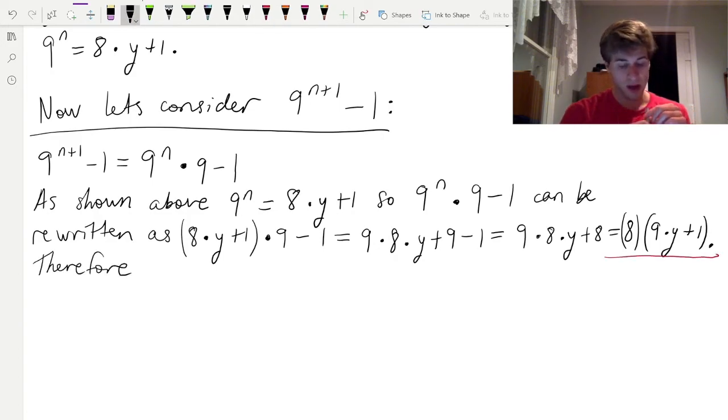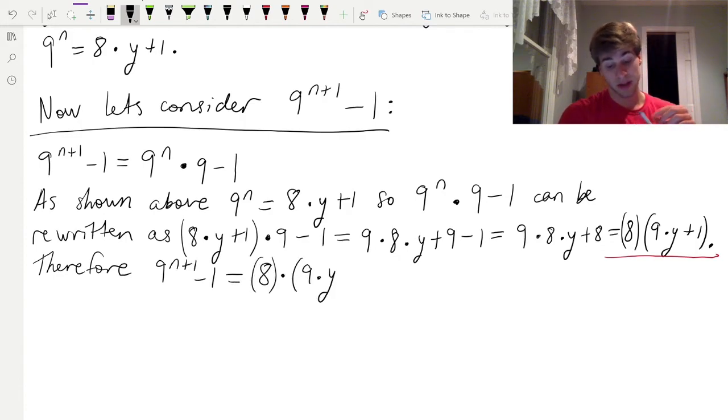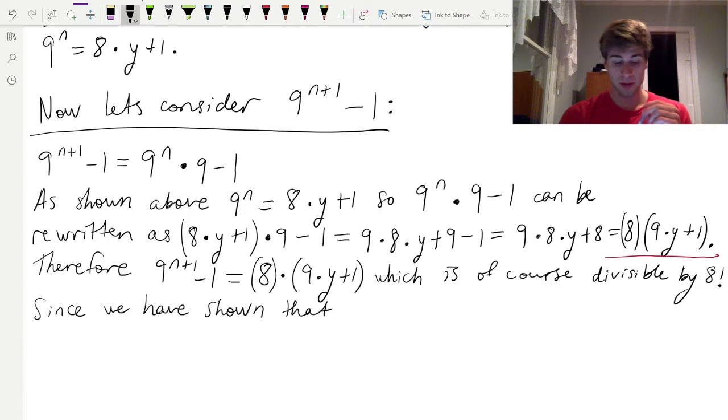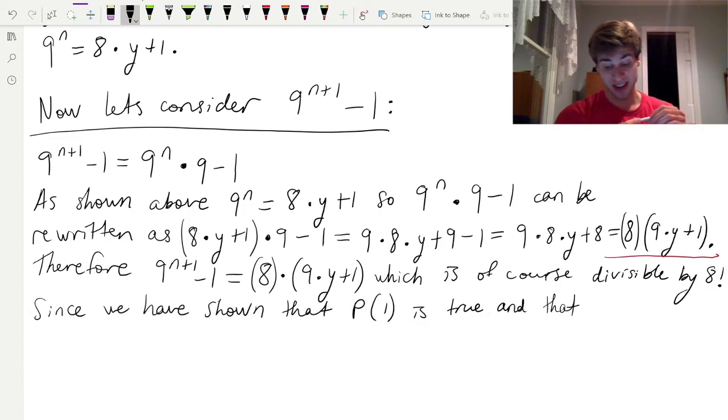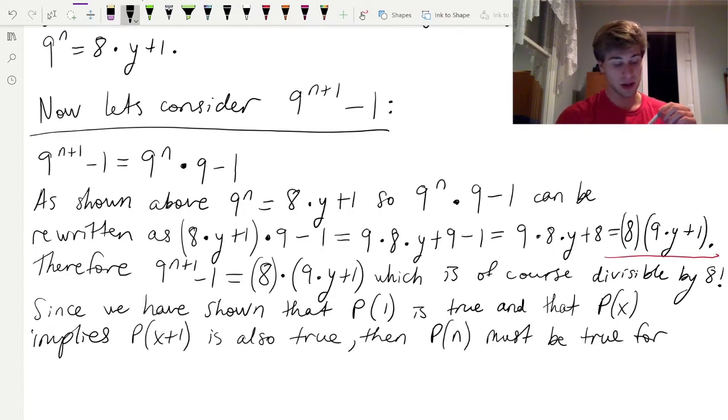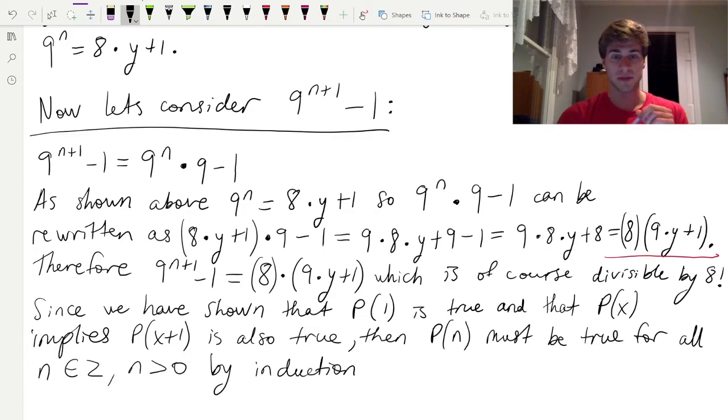Therefore, 9 to the n plus 1 minus 1 is equal to 8 times 9 times y plus 1, which is of course divisible by 8. Which was ultimately our goal. Since we have shown that p of 1 is true, and that p of x implies p of x plus 1 is also true, then p of n must be true for all n in the set of integers such that n is greater than 0 by induction.